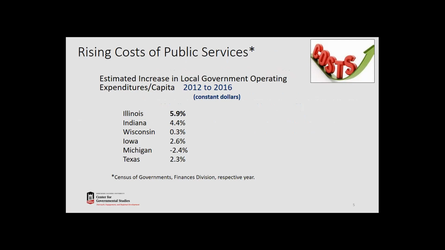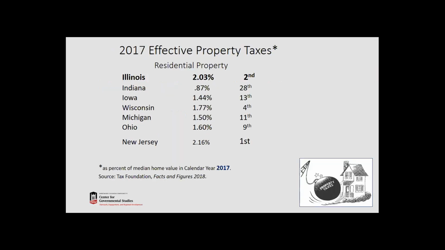So if you look at what's happened in the past, the costs of public services in Illinois, if you look from 2012 to 2016, so this is in real dollars, Illinois went up by almost 6%. And you look at some of the surrounding states, they're substantially less, or in some cases maybe even declining. So we've had an experience of significantly increasing operating costs in local governments. If you look at the effect of property taxes, and these comparisons will vary by what source you use, usually Illinois is within the top 5 by whatever source you're using.